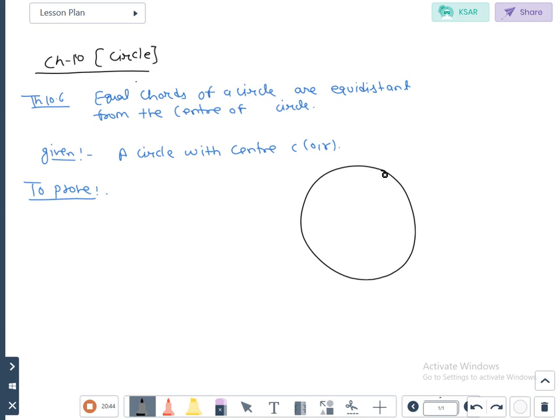a circle. In that circle, two chords are present. First chord and second chord. O is the center, and the distances are perpendicular, that is 90 degrees, at points P and Q.